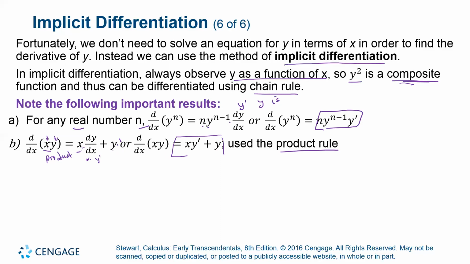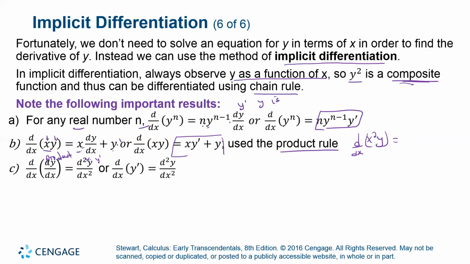Whenever you see x times y, or even x squared times y, if you want to differentiate this with respect to x, you have to use the product rule on that. Another one is that if I differentiate dy dx, I get a second derivative. So don't think that it's the same as dy dx all squared. If you differentiate dy dx, this is just d squared y over dx squared, which is the same as differentiating the y prime, which will give us the same thing.